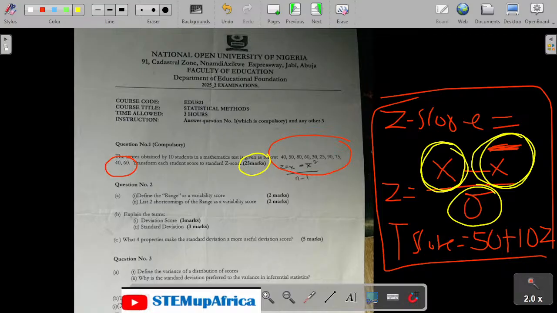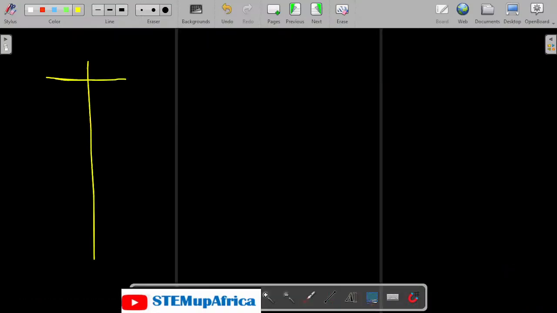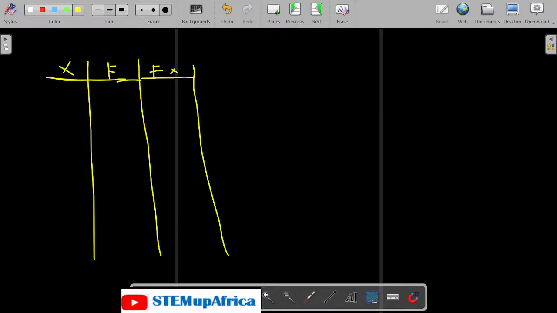So the first number there is 40. So I will draw a table. I want to calculate my mean and my standard deviation. Without both of them, I'm going nowhere. So I will draw a table with X, f, which is frequency, and fx, which is for my mean. This is the table for the mean. This is how you calculate your mean.